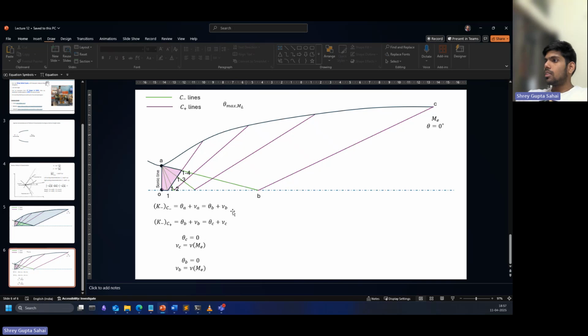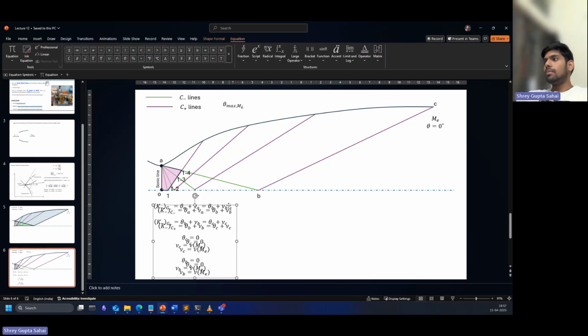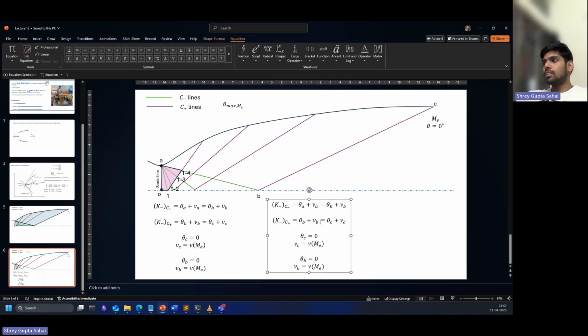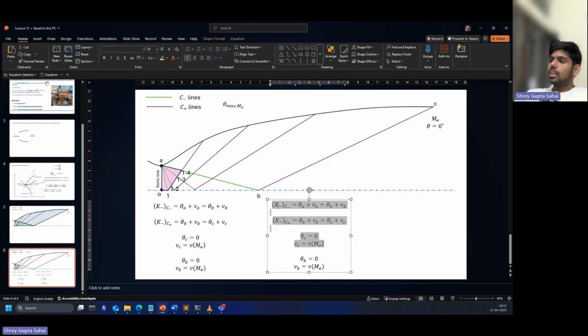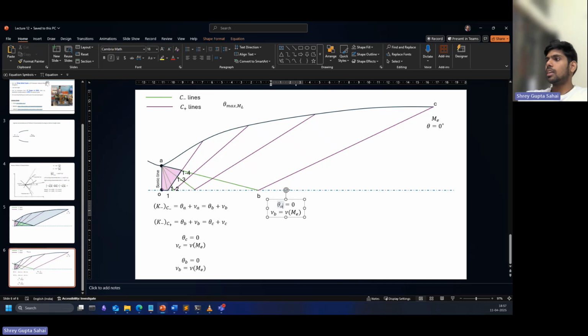So it's important now. This is a Prandtl expansion, right? What is happening at the sharp corner is that theta a is something that we'll have to calculate. It's actually theta max that we know. But what is nu a? Nu a is actually the Prandtl expansion corresponding to this angle only. It has to be theta max. Why is that?